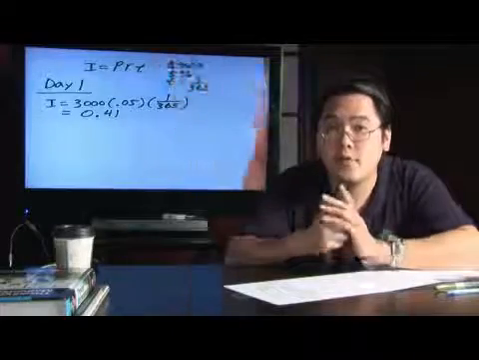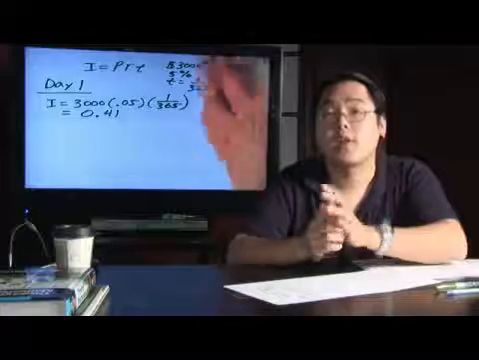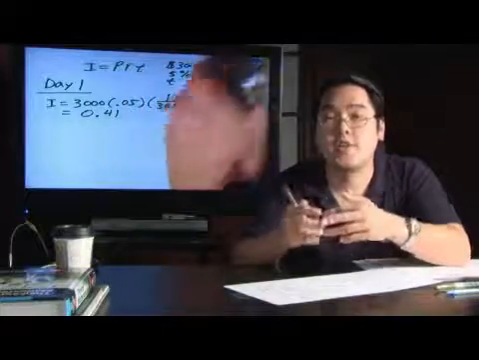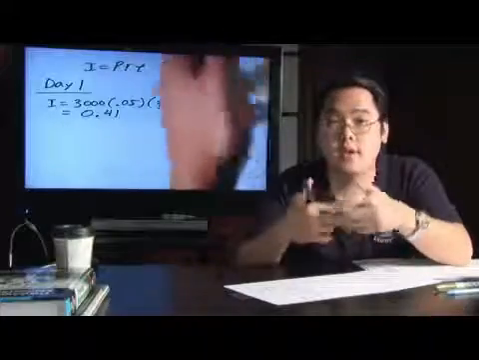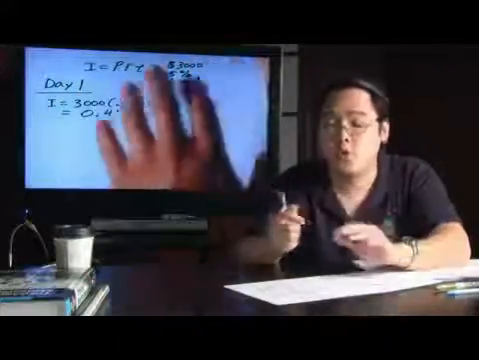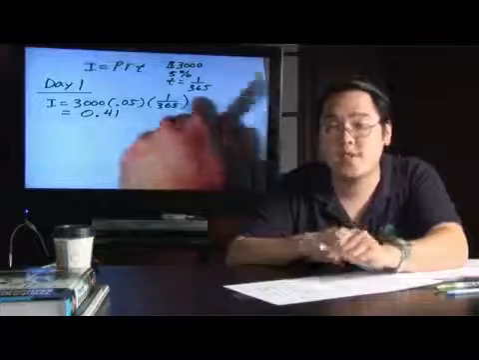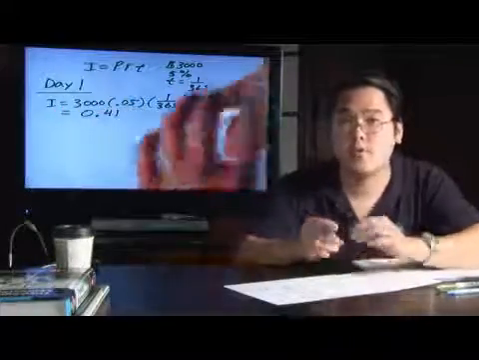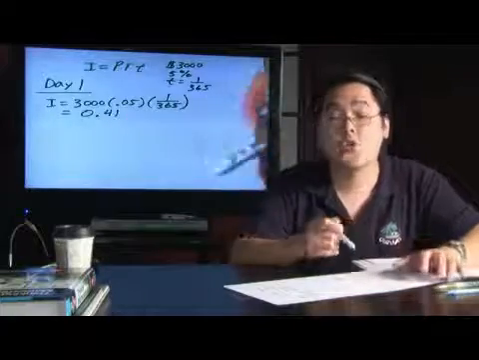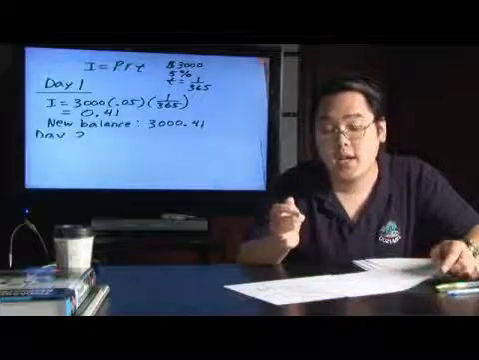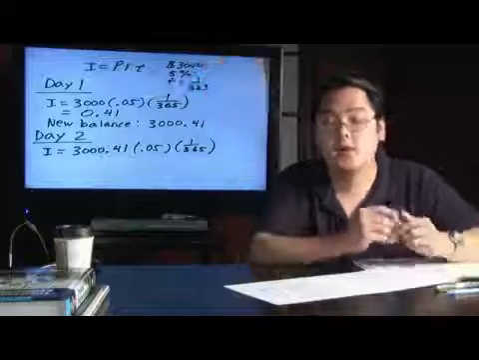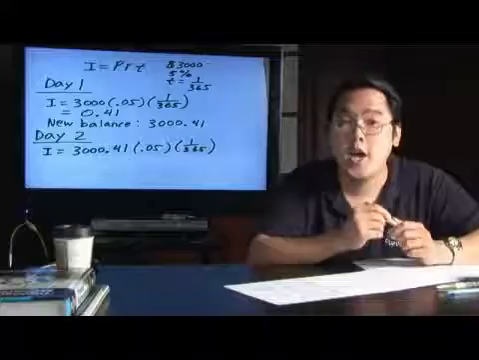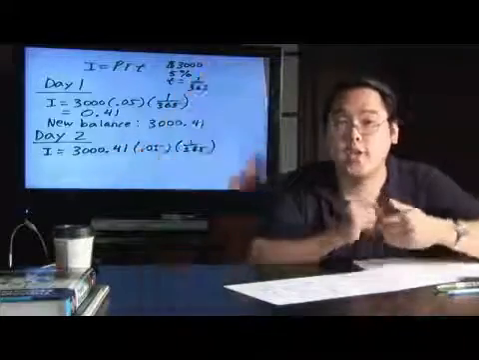But how do you figure out what day two is? Well, the amount you earn is interest plus principal. So what you want to do is, because you already have 41 cents at the end of the first day, you actually need to add it to the 3,000 to figure out how much interest you're going to earn for day two. So your new principal on day two is going to be $3,000.41. The other two numbers are still going to be the same, but your principal is going to slowly increase.